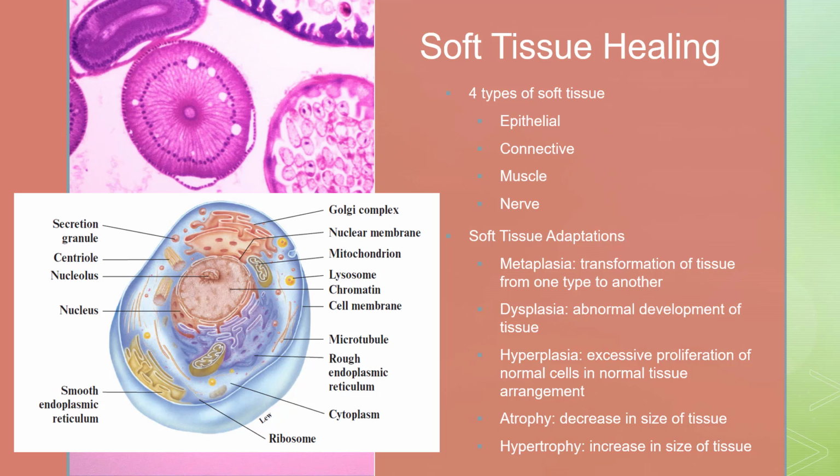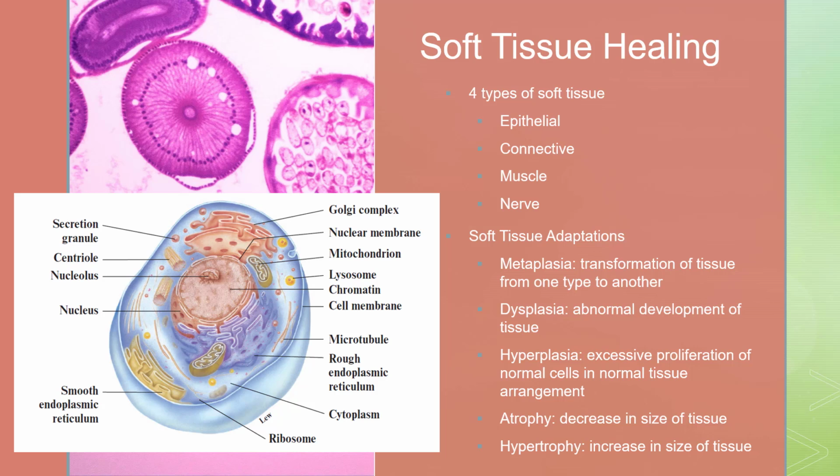There are four types of soft tissue: epithelial tissues, which include the skin and vessels and the organ linings; connective tissue, including the tendons, ligaments, cartilage, fat, and blood; muscle tissue, including the skeletal, smooth, and cardiac muscle; and nerve tissue, including the brain, spinal cord, and nerves.